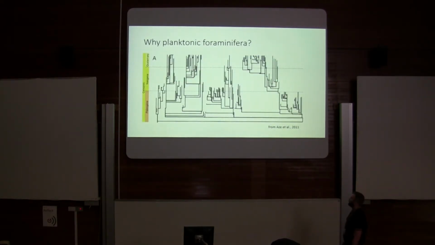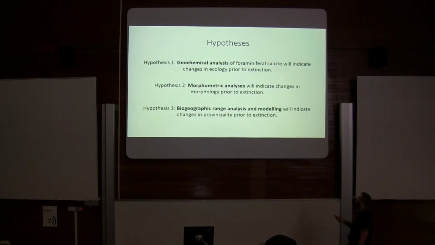And finally, the species-level fossil record of planktonic foraminifera is as good, if not better, than any genus-level fossil record of macroinvertebrates. And the thing we're focusing on for the project is these terminal branches within the Neogene, using systematic sampling to test a number of hypotheses. The hypotheses concern geochemical, morphometric, and biogeographic range analysis.